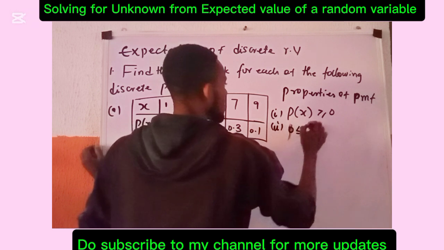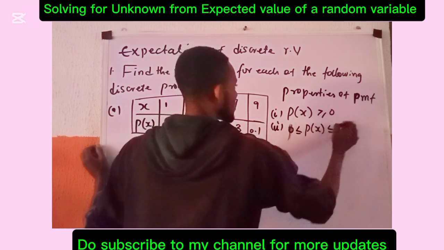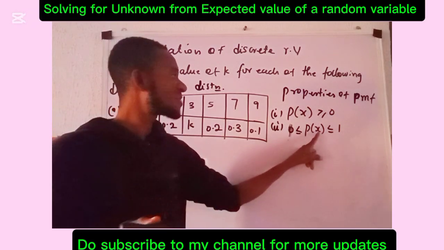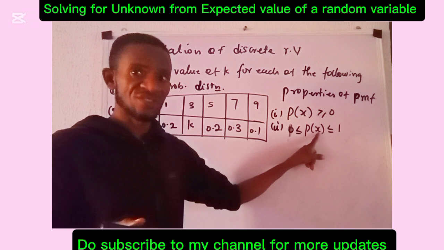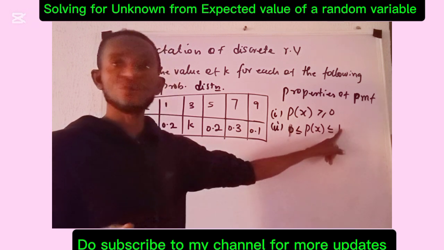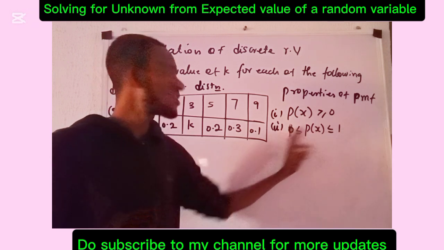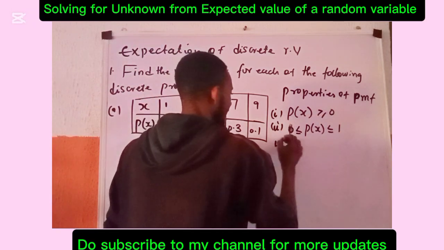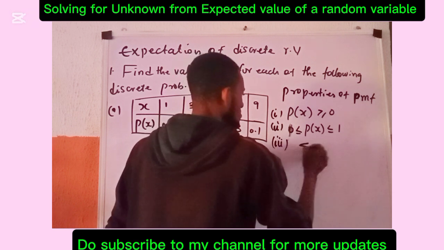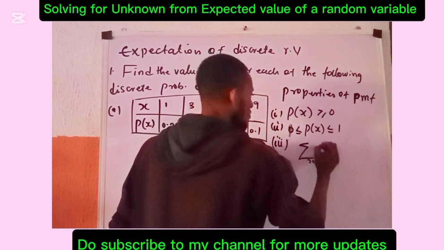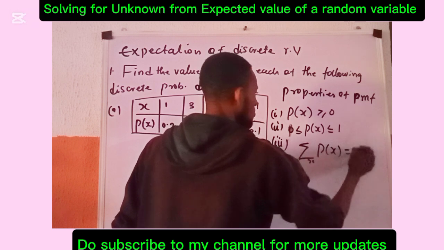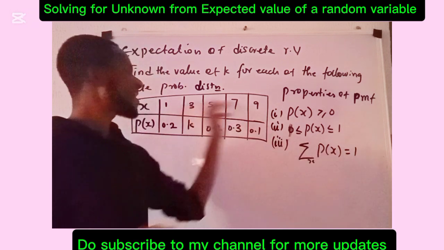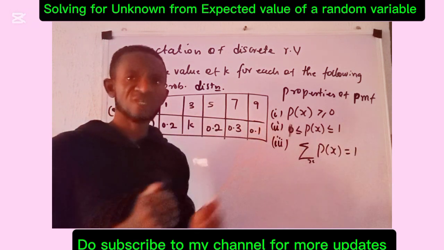Then, II says that 0 is less than or equal to P of x, which is less than or equal to 1. That is to say that the probability that x takes any value in the range lies between 0 and 1 inclusive. It doesn't take negative values, and the value doesn't go beyond 1. And the last but not the least, III says that the sum over the range of x of P of x is supposed to give us 1. That is, the sum of all the probabilities over the entire range is expected to give us 1.